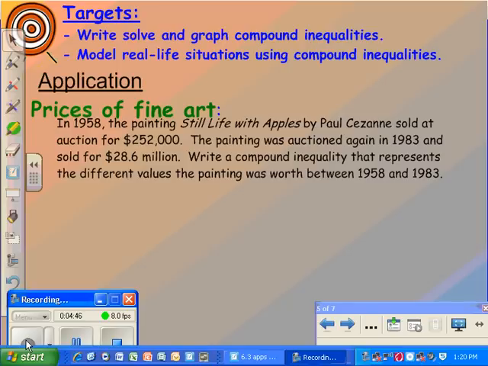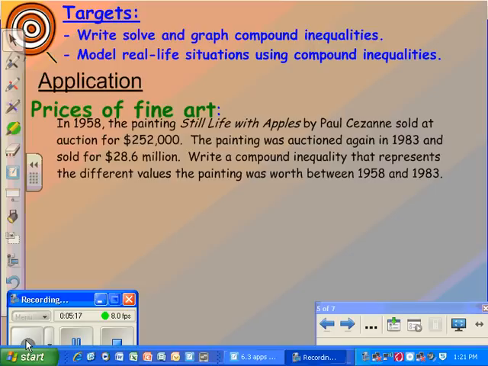So here's our first inequality application problem. We have the prices of fine art. In 1958, the painting Still Life with Apples by Paul Cézanne sold at an auction for $252,000. The painting was auctioned again in 1983 and sold for $28.6 million. So what we want to do is write a compound inequality that represents the different values the painting was worth between 1958 and 1983.